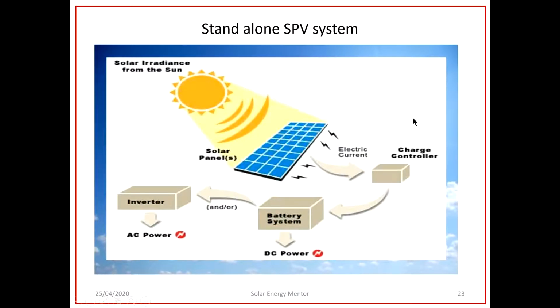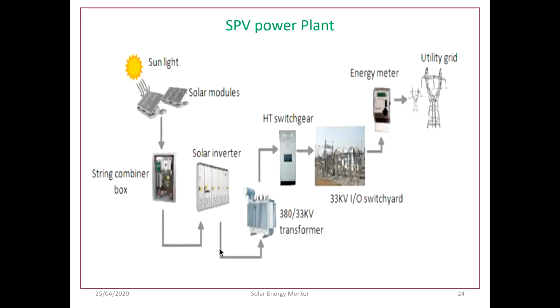Standalone, this is just to explore a more detailed view of a standalone system. A typical standalone photovoltaic system has solar panels and then a charge controller. The panels supply DC electricity to the charge controller. The charge is given to the battery. The battery gets charged and then supplies DC to the inverter. The inverter converts DC into AC and it goes to the load. So this is a standalone power system.